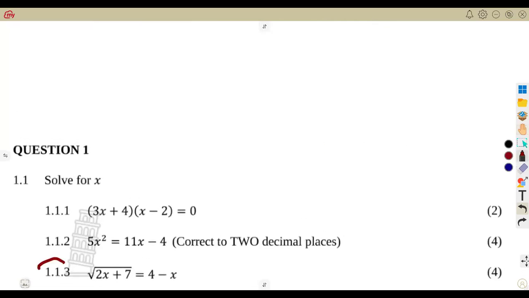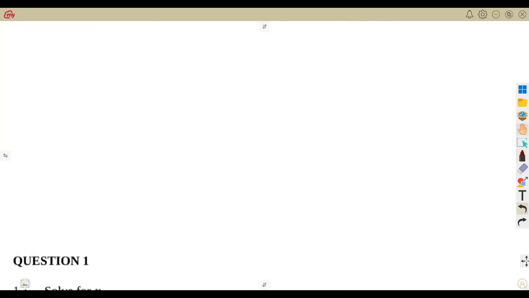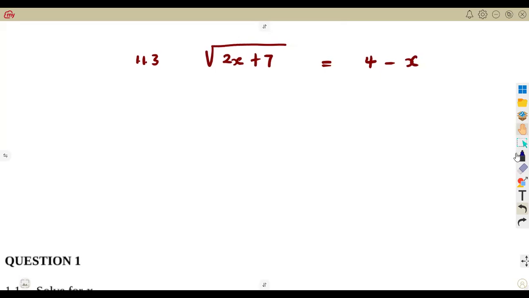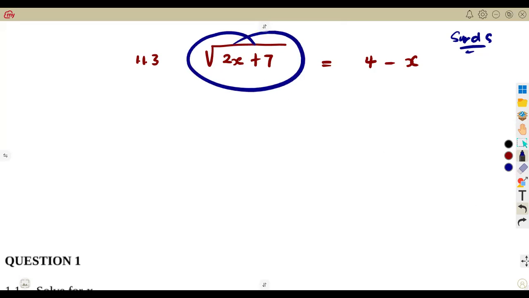On 1.13, we are given to solve for x again, 4 marks, which is back to our surds. As we are working with the surds, we know that we have got equations which are under surds. All right. I'm just going to rewrite this so that we can have our question properly. That's the square root of 2x plus 7 is equal to 4 minus x. Remember, when solving these equations under surds, you make sure that the part that has got a surd is on its own. The square root is on its own. This is exactly what we have.